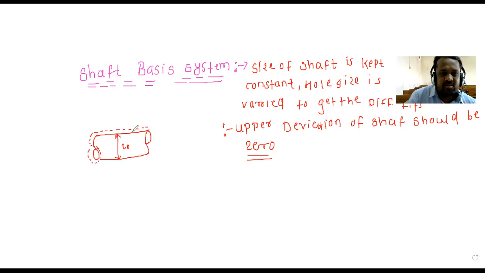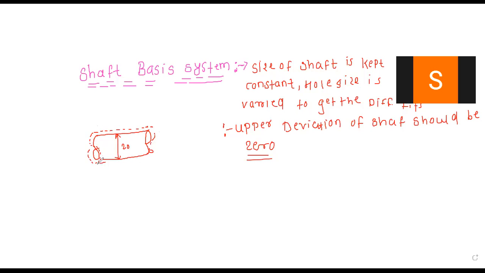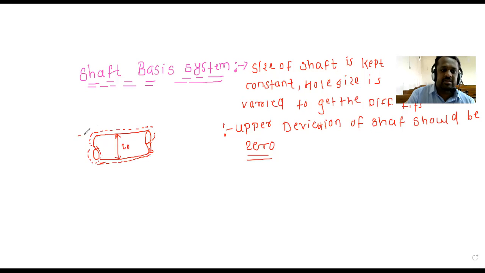Whether it is allowable? No. Why is it not allowable? Suppose we have manufactured the shaft of 20.1, for example. Then tell me, in this condition, is it a shaft basis system? No. Why is it no? Because in the shaft basis system they have given one rule: the upper deviation of the shaft should be 0.